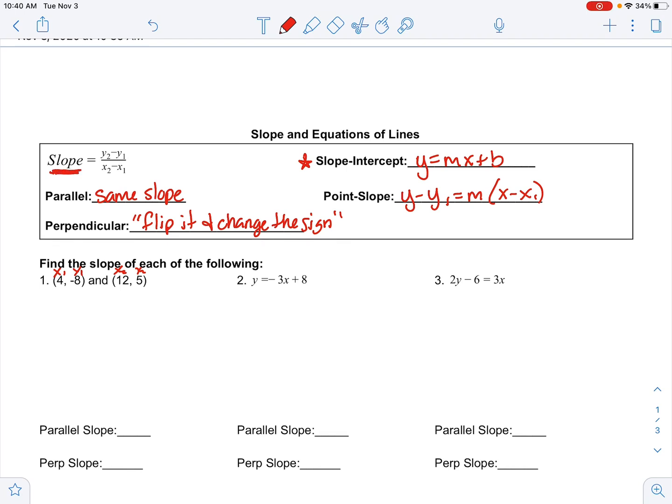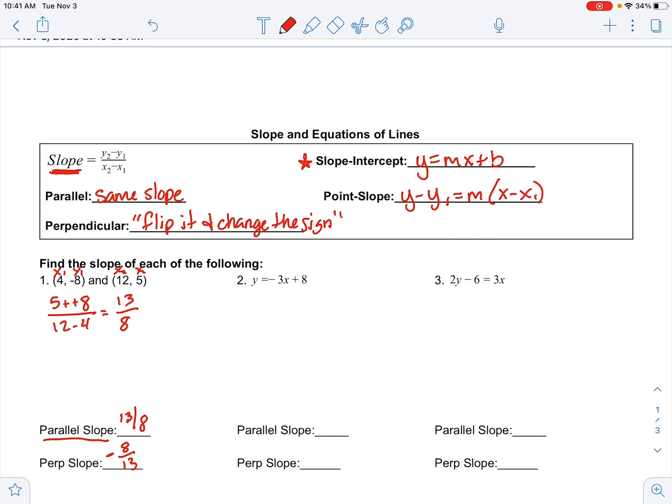So we have y2, which is 5, minus y1, which is -8, over x2, which is 12, minus x1, which is 4. 5 minus -8, we can bam that. 8 plus 5 would be 13. 12 minus 4 on the bottom would be 8. So there's my slope. Now the parallel slope, go back up to the top. Parallel slope means it's the exact same. So don't change it at all, just bring it down. Perpendicular slope, remember our opposite reciprocals. We're going to flip it and change the sign. So flip it, 8 over 13. It's positive, so change the sign. It becomes a negative. Okay?